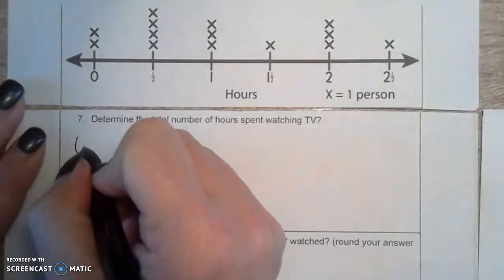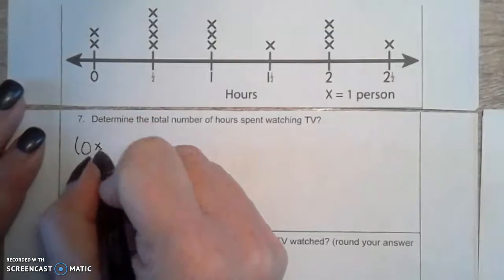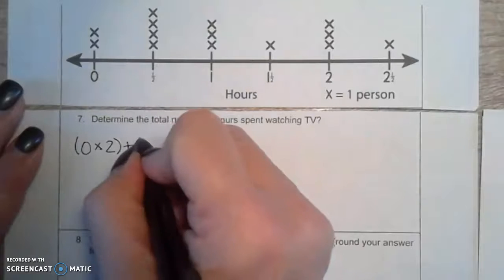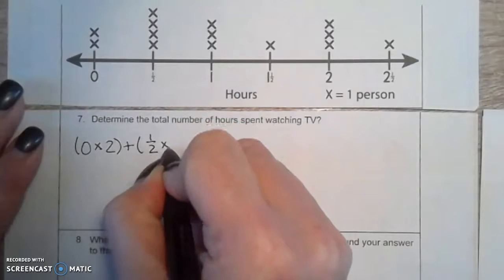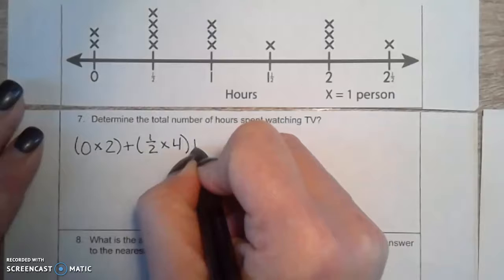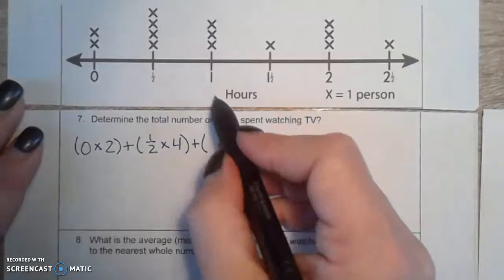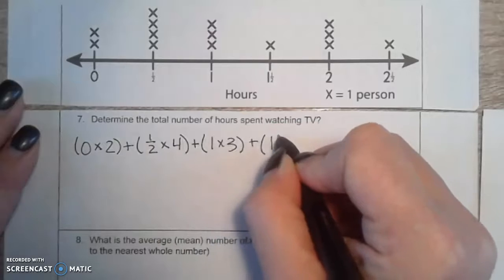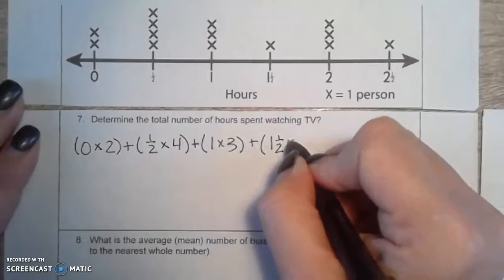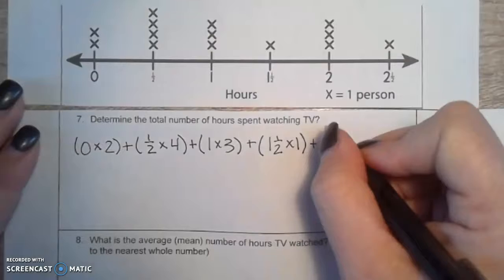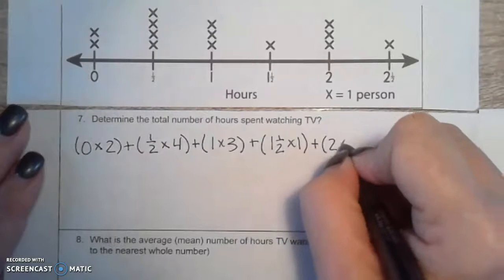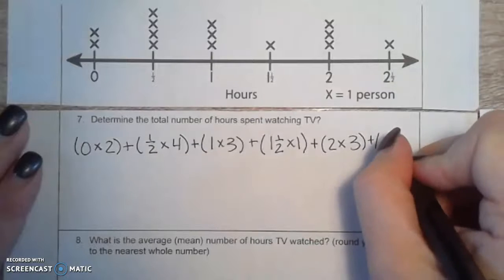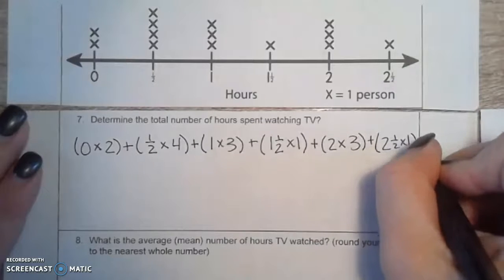So I'm going to start with how many zeros are there? There's 2. And I have to add that to how many 1/2s. So I look at how many 1/2s. We already said there were 4 1/2s. Add it again. Ones, there's 3 1s. The next value would be 1 1/2, and there are 1 of those. Add that. Next number is 2. There are 3 2s. And last but not least, 2 1/2, and there are 1 of those.